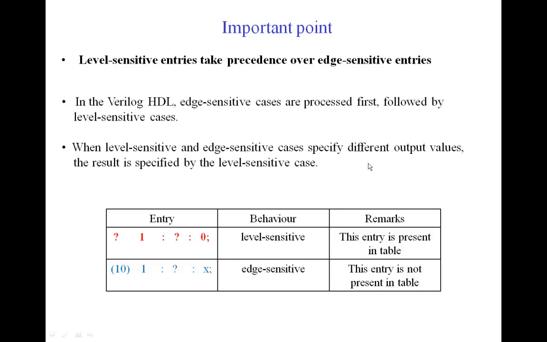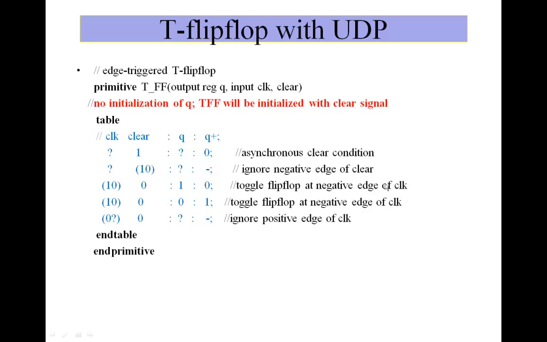Finally, the final value of the output is decided by the level sensitive entry, because the compiler design is such that level sensitive entries take precedence over edge sensitive entries. That's why the output will become 0. So this is the clue. Very neat and clear clue. You have to think over this one. Then you can model this T flip-flop for synchronous clear.